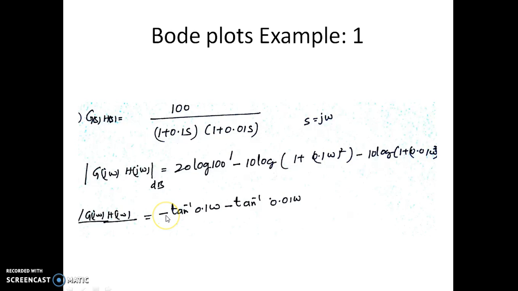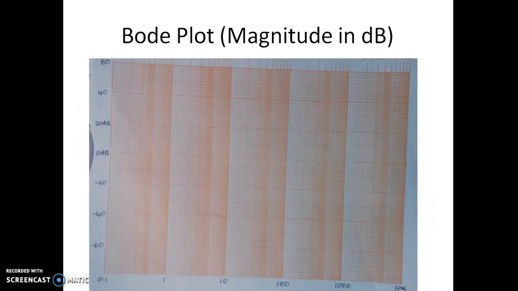The phase varies from 0 to minus 180 degree, and magnitude varies from initial 40 dB with a slope of 0 dB per decade, and there is a pole at 10 radian per second where the slope changes from 0 dB per decade to minus 20 dB per decade, and after 100 radian per second the slope changes from minus 20 dB per decade to minus 40 dB per decade. So let us start plotting the Bode plot for this transfer function.